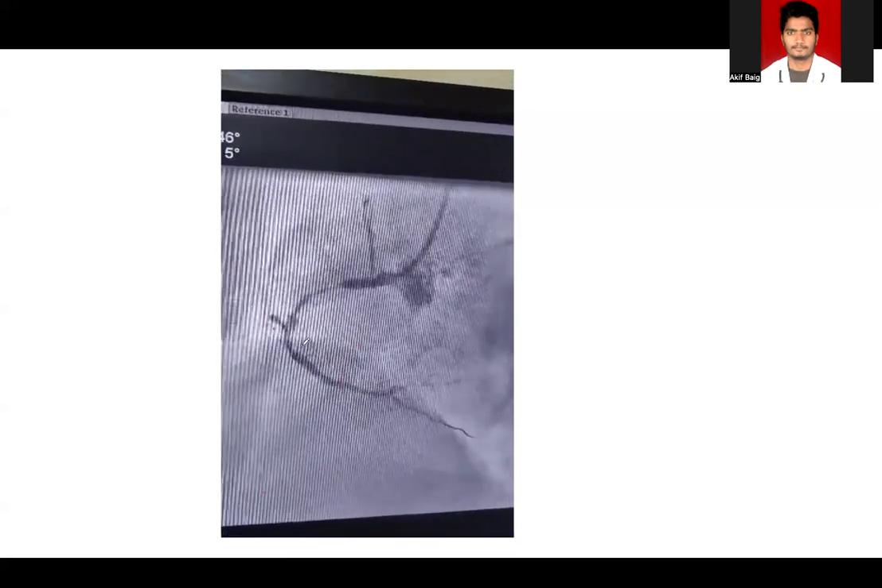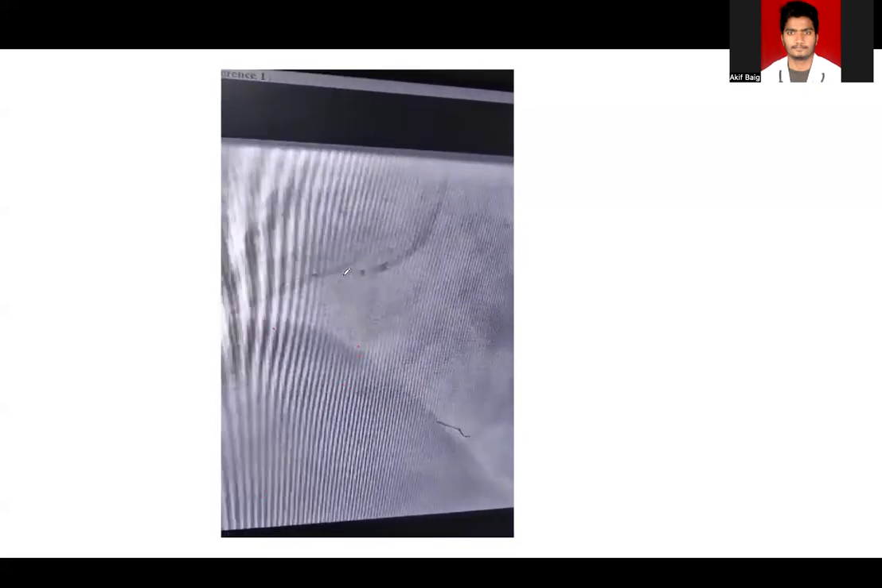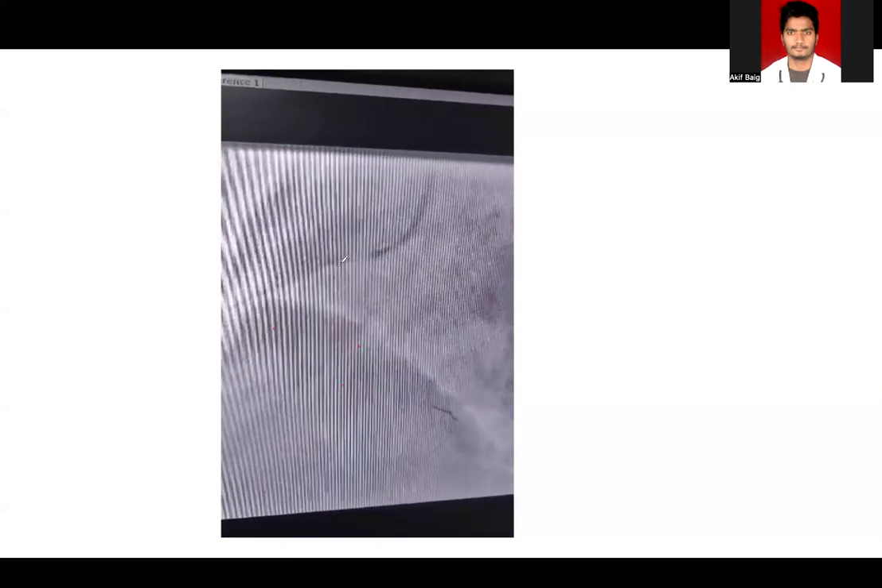You can see here the balloon has been taken, which is a non-compliant balloon. We are trying to open it. But after doing the balloon also, the lesion was still tight. So that's why we had to take a scoring balloon, which we took. After doing the scoring balloon, we also needed support of what is called a guide liner.